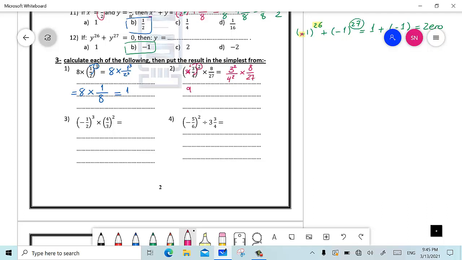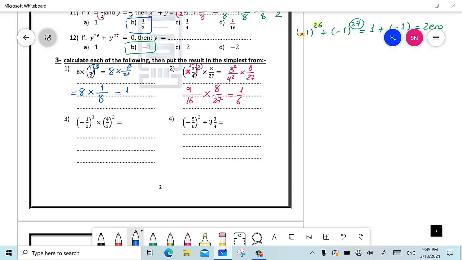3 to the power of 2, this is equal to 9. 4 to the power of 2, this is equal to 16 times 8 over 27. And this is going to equal 1 over 6. And let's go now for question number 3.